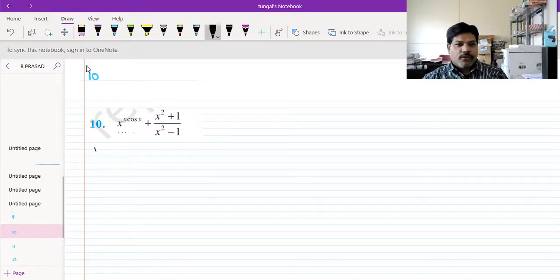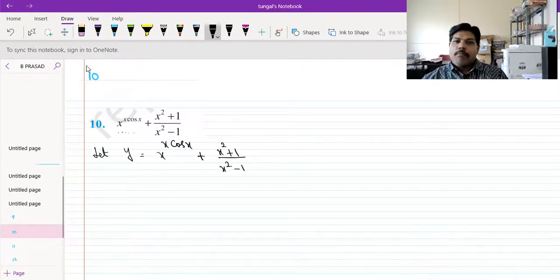Let y is equal to, first take the given problem as y is equal to x power x cos x plus (x square plus 1) by (x square minus 1). So then what we will take? Take this as equation number 1.